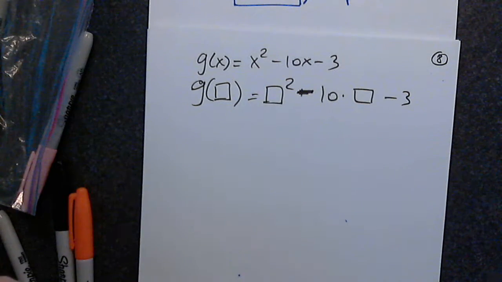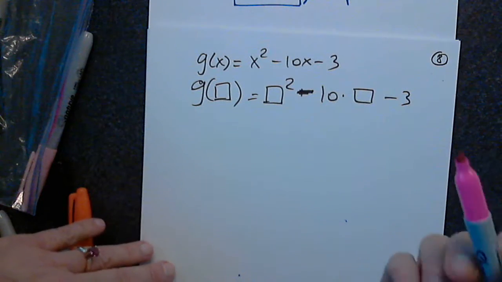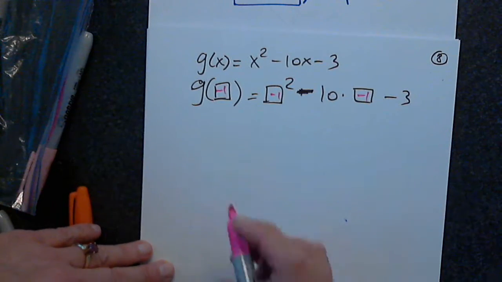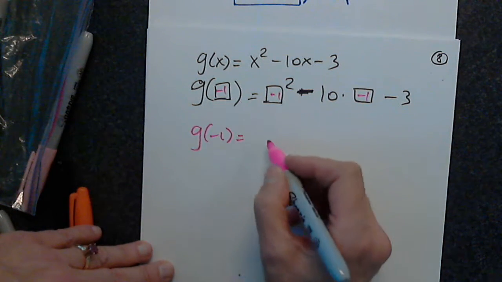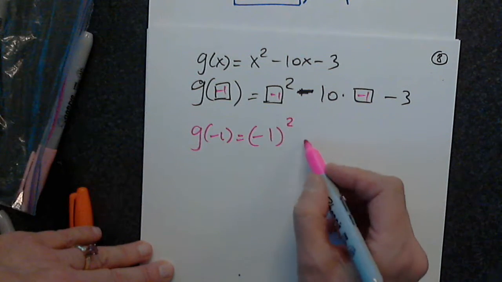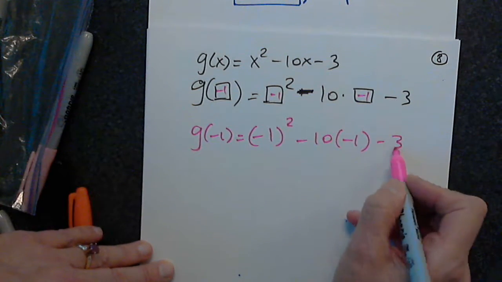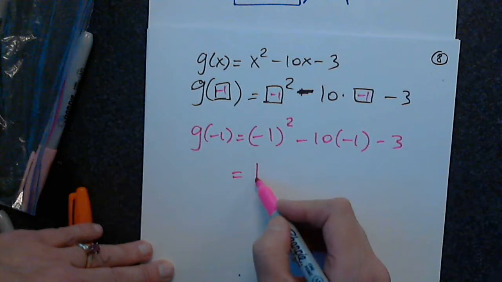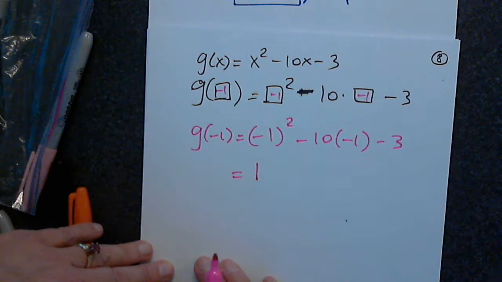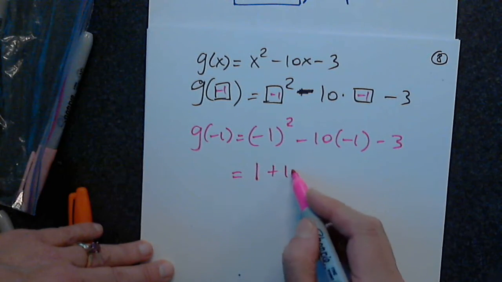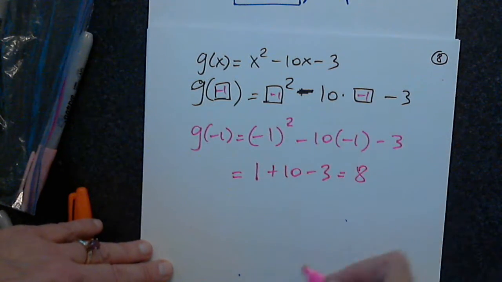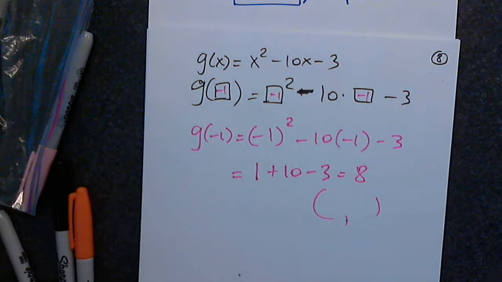So then, the first one is negative 1. So g of negative 1 is negative 1 squared minus 10 times negative 1 minus 3, which changes into negative 1 squared, which is 1, negative 10 times negative 1, which is positive 10, and then 11 minus 3, which is 8. And if you want, please give me the ordered pair.